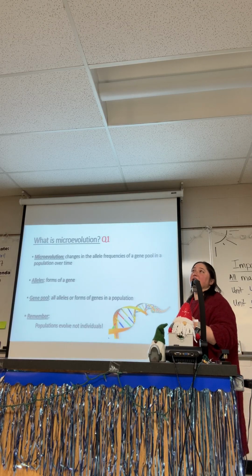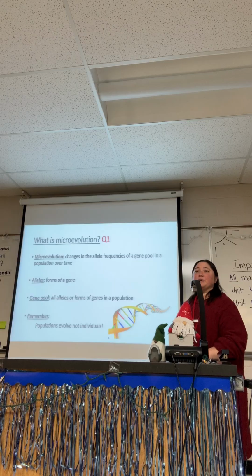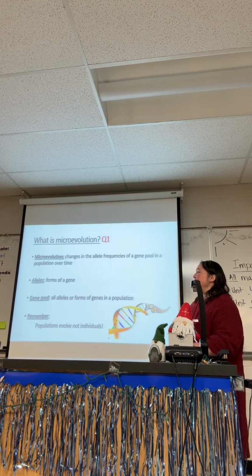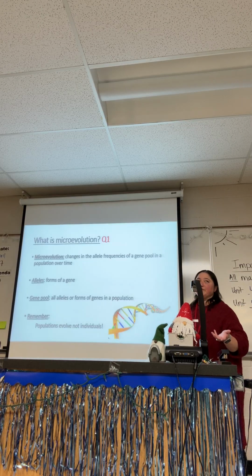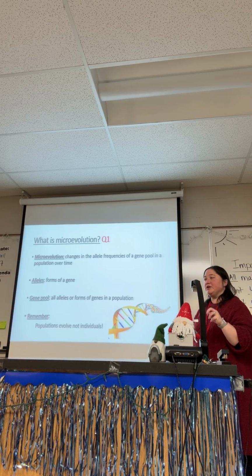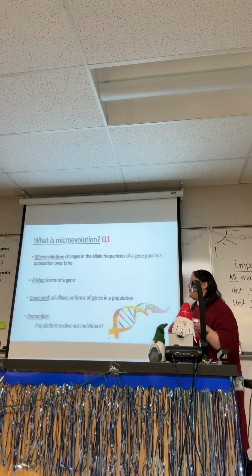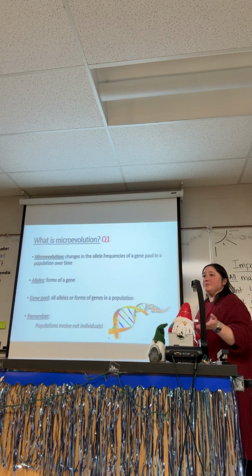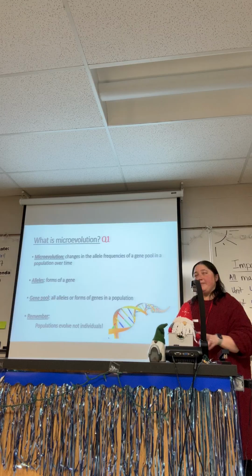So when we were talking about Punnett squares, and we had the big T and the little t, or a big G and a big G, the alleles are the different forms of the gene that you could inherit from your parents. And then gene pool, this word, we've heard this before, but technically, biologically speaking, we're looking at all the different types of alleles or forms of those genes that are in that population.